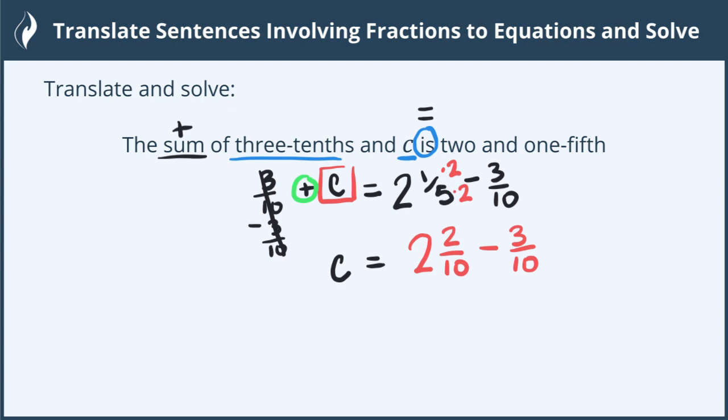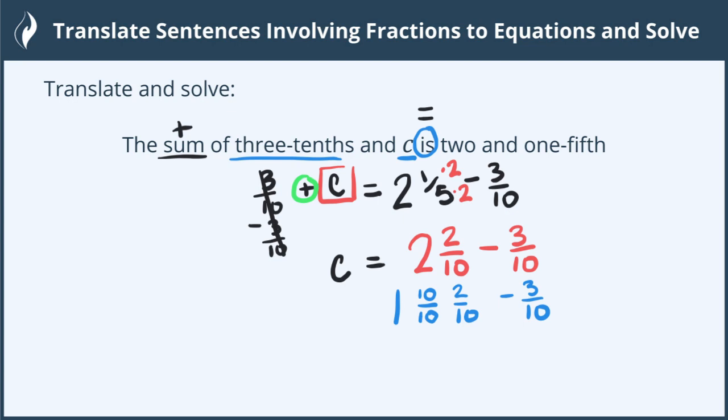Now that I take one, I'm left with 1. I'm going to do that in blue. And then I take the other 1 and rename it. Because it's being divided into 10 sections, that one, I'm going to rewrite it as 10 over 10, which is 1. And I still have the 2/10. And I'm still subtracting 3/10 here.